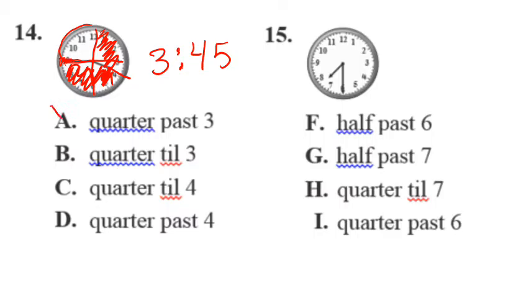So quarter past 3 doesn't work because that would be pointing over to the 3 on the other side. A quarter till 3 doesn't work because we're almost to the 4 o'clock hour. A quarter past 4 doesn't work because I haven't gotten to the 4 o'clock hour yet. So a quarter till 4 is the best choice.